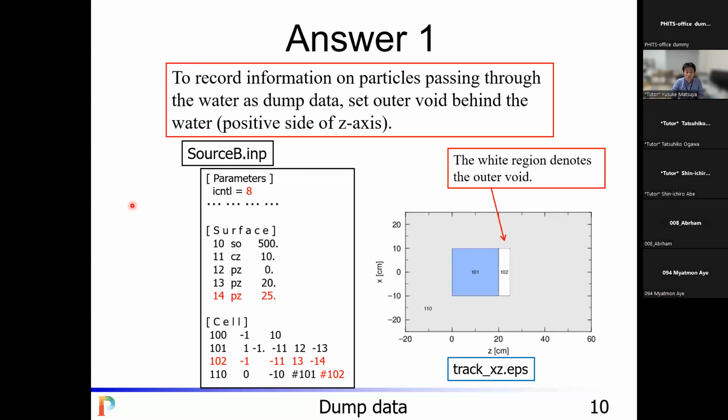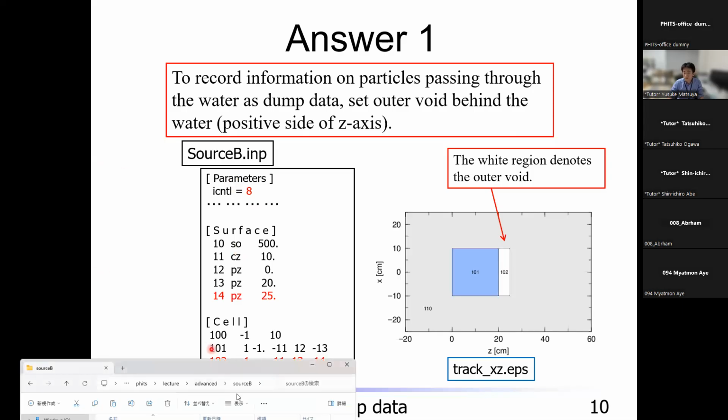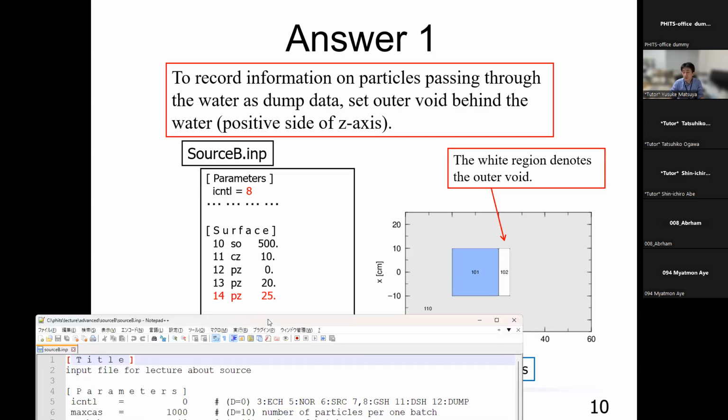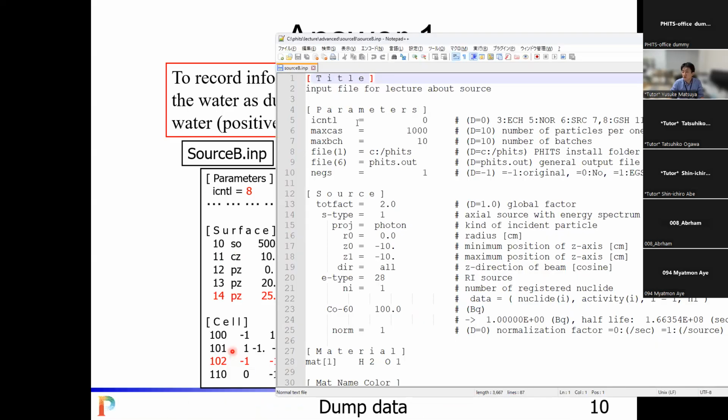We will set outer void behind the water, the positive side of the z-axis. So to check the geometry, first we have to set the I control parameter equal to 8. So the first one is changing the I control parameter from 0 to 8 to check the geometry.